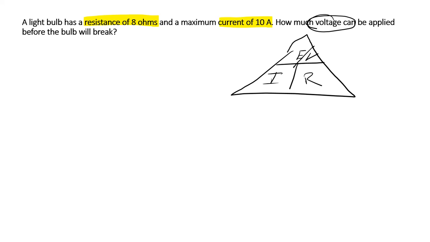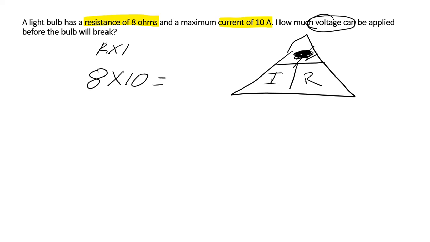So I got amps and I got resistance, and I'm looking for my volts. Again, I'm just going to put my finger over that. It gives me I times R. 8 times 10. How did I get to 8 times 10? I had resistance times I. Resistance is 8, and 10 amps is I. There it is right there.